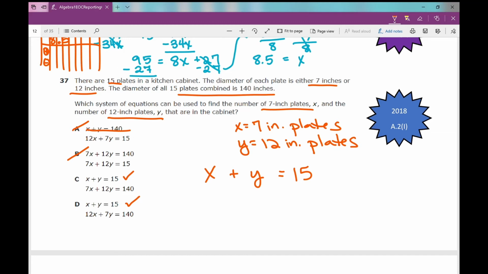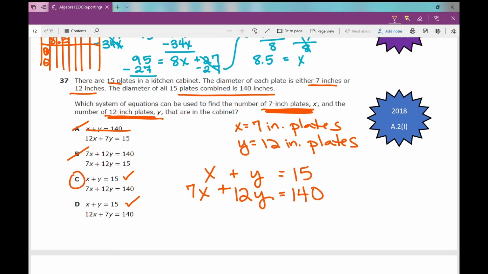Okay, let's do our second equation. We have, let's see, how many 7-inch plates? So that's the diameter of one set of plates, right? So I have 7 inches times the number of 7-inch plates plus 12 inches times the number of 12-inch plates should equal 140 inches, the diameter of all 15 plates combined. So what's my answer? It's C.